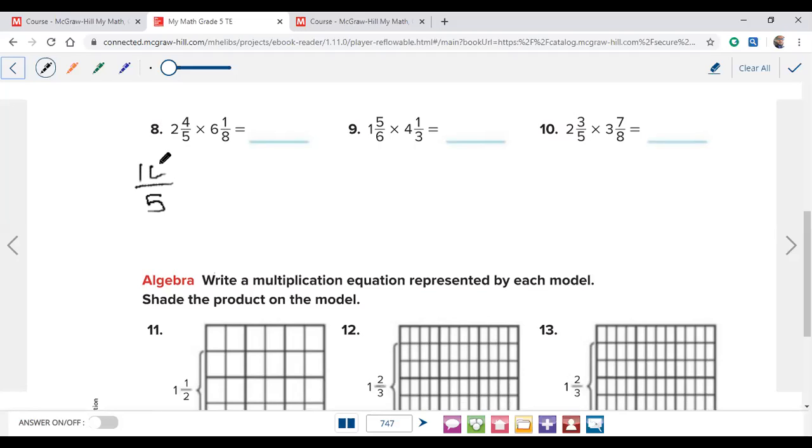Okay. And then, second one, I have 6 and 1 out of 8. Okay, convert it to an improper fraction. Keep the denominator, which is, yes, 8. And then multiply 8 by the whole, which is 6. 8 times 6, yes, 48. Then add 1. 48 plus 1 equals what? Equals 49.